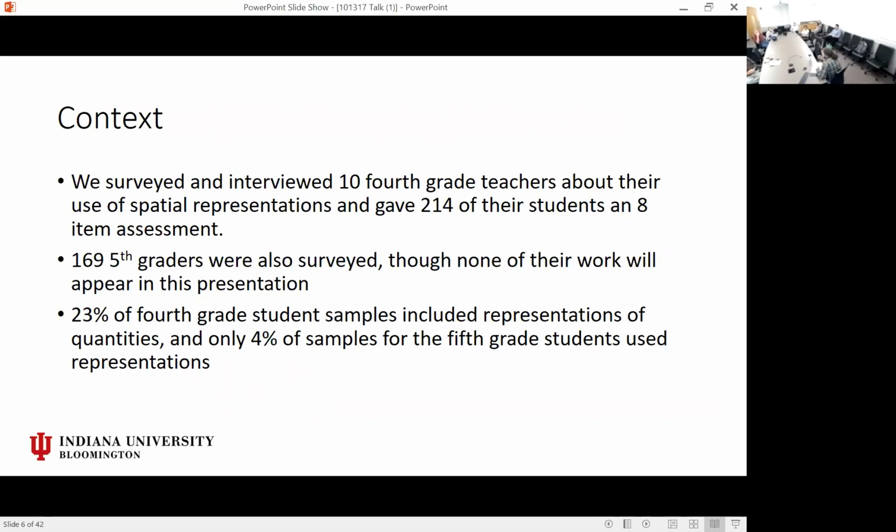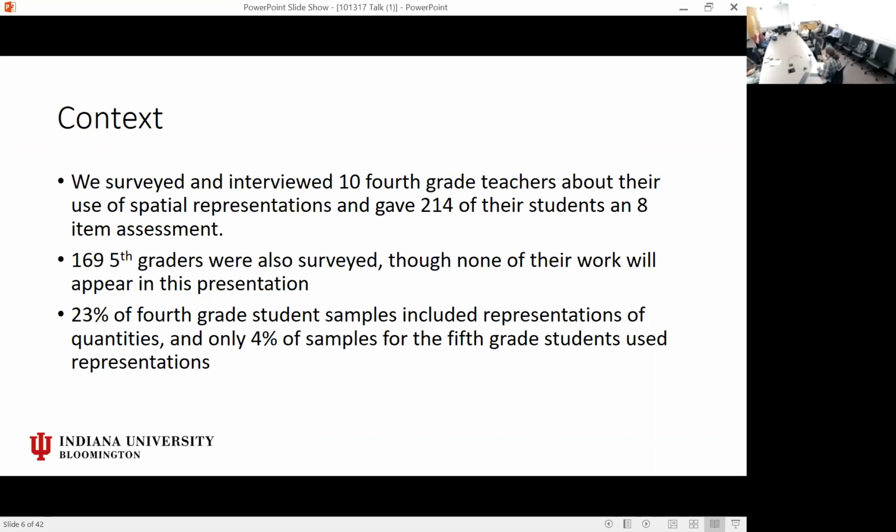Concurrently, we developed a parallel instrument for 5th grade, in addition to the 4th grade, where the N, in terms of number of students for the 5th grade sample, was 169. So it's a slightly smaller sample for 5th grade. As a point of interest, 23% of the 4th grade student samples included representations of quantities, but only 4% of the 5th grade students used representations of quantities. So there is a precipitous decline in terms of the frequency of use of representations as a problem-solving tool from 4th grade to 5th grade, at least in our data set, which should maybe set off alarm bells in the sense that a critical tool is being underutilized.